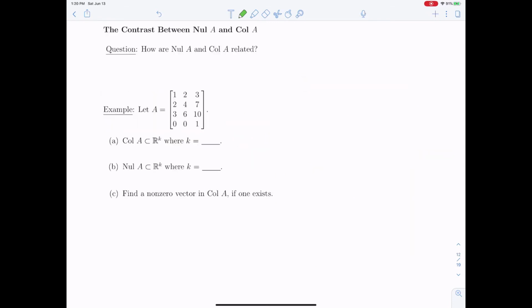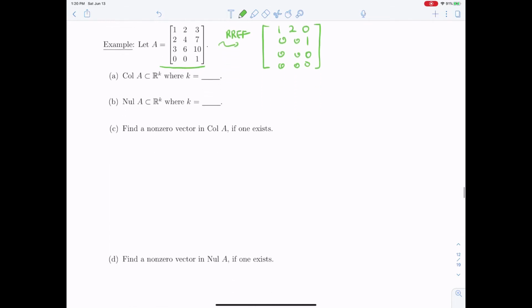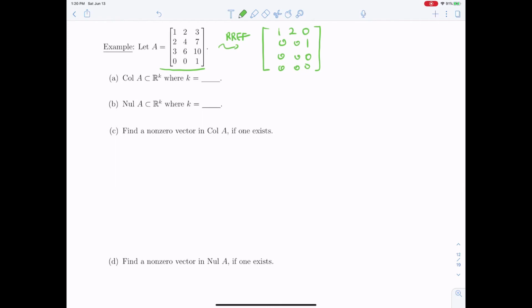So let's compare the null space with the column space. Suppose that A is given by this matrix, and suppose also that the RREF of this matrix is 1, 2, 0, 0, 0, 1, and the rest are zeros. Let's pause the video and try out part A through part B of this example.